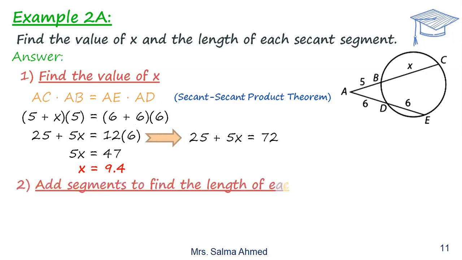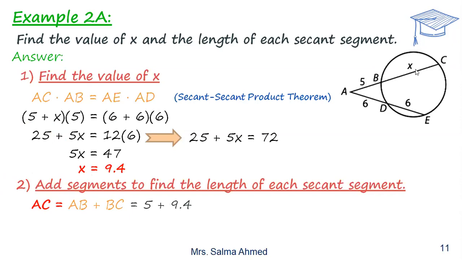Now I need to find the secant segments. Add the segments to find the length of each secant segment. Okay, now I need to find AC. So it will be 5 plus x, and here x is 9.4. So I'm going to add 5 plus 9.4, it gives me 14.4. Now I need to find the other secant segment, which is AE. 6 plus 6 equals 12. So these are the two secant segments.